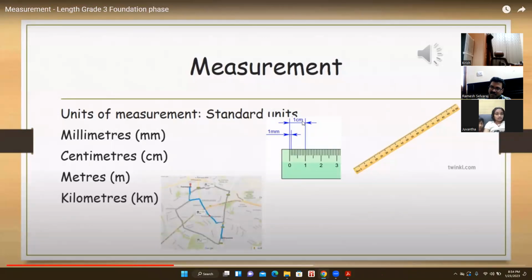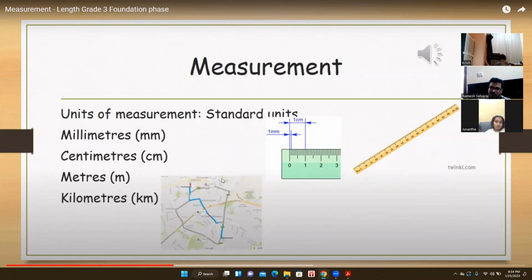You're able to see the concept, right? Here, see 1 centimeter. One small line is 1 millimeter. There are 10 small lines. This is 1 centimeter. So 1 centimeter is 10 times bigger than 1 millimeter, right? Yes, 10 times bigger.